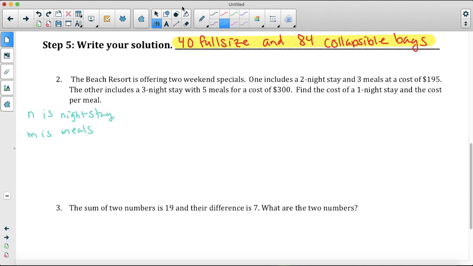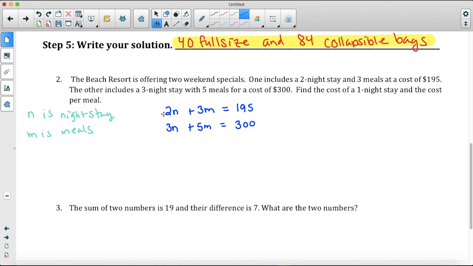Next, we're going to write our equations. The first equation we have is that a 2-night stay and 3 meals is $195. So we can say that 2 nights plus 3 meals is equal to $195. The other includes 3 nights with 5 meals, so 3n plus 5 meals is equal to $300. We want to find the cost of a 1-night stay and the cost per meal.